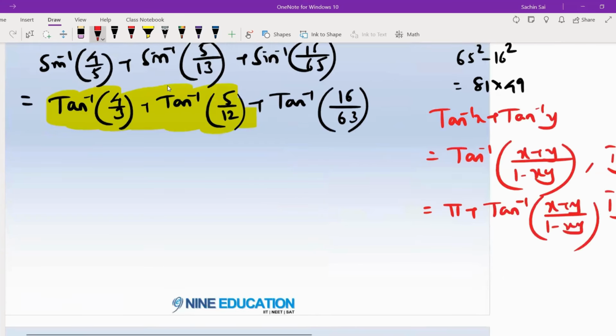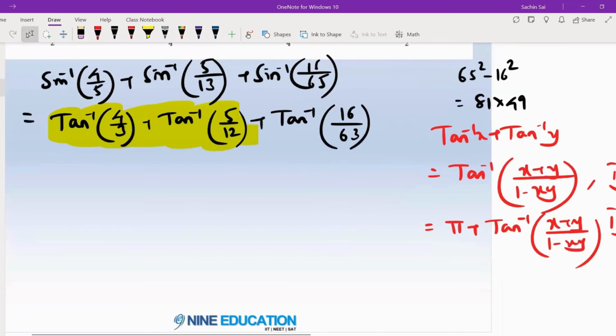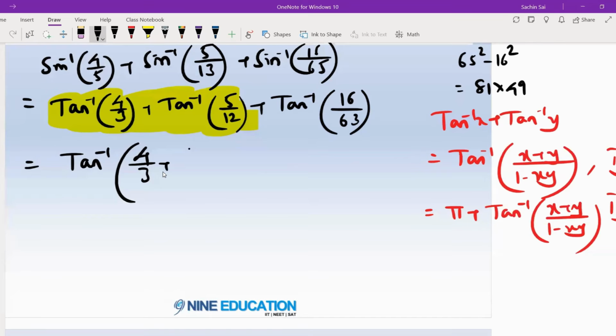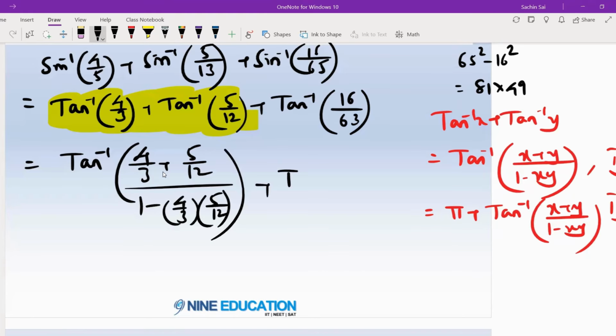So that is what I'm going to apply here. So I have x into y. The value of x into y is 5 by 9, which is less than 1. So the sum of the first two terms will be tan inverse of (4 by 3 plus 5 by 12) by (1 minus 4 by 3 times 5 by 12). And then you also have tan inverse 16 by 63.